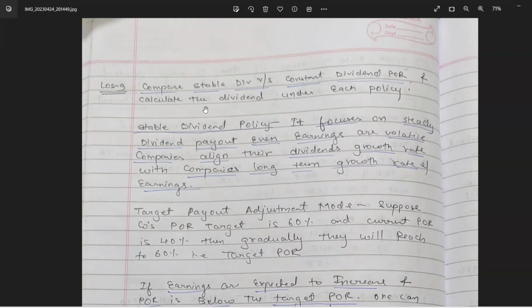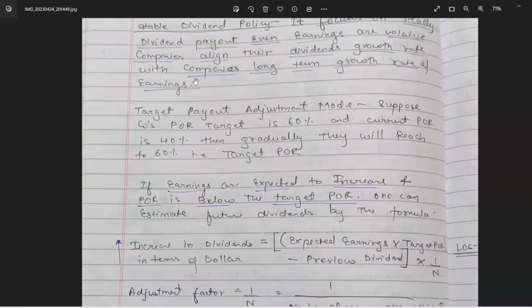So the stable dividend policy focuses on a steady dividend payout, even if earnings are volatile. Suppose, as you know, in the business cycle, there is a boom and there is a recession. So the company that focuses on a stable dividend policy will give stable dividends, even though there is a boom or a recession. So the company aligns the dividend growth rate with the company's long-term growth rate of earnings. So, target payout adjustment model.